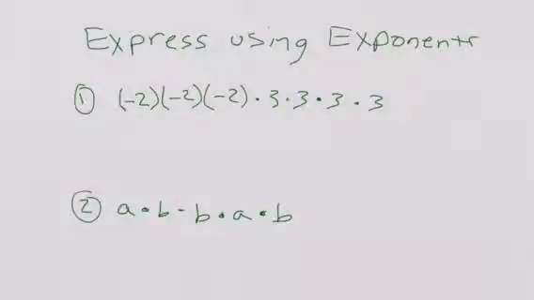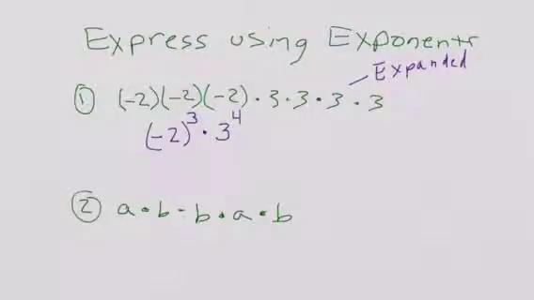All right, so what we're going to do is look at some expanded versions. This is in expanded form, and we're going to write it in simplified form using exponents. We have -2 as our base, and it's listed 3 times, so it's going to be -2 cubed, times 3, and 3 is listed 4 times, so 3 to the 4th power. That is called writing an expression using exponents. If we were told to evaluate, we'd actually find out what the value is or what that number is.